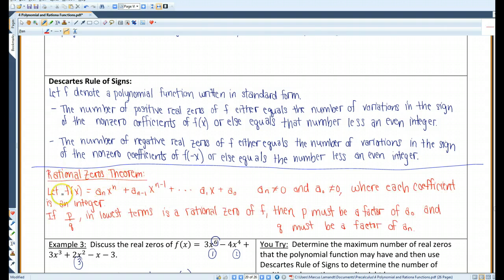Alright, the rational zeros theorem. Let f of x equal some polynomial, in standard form, in which a sub n does not equal 0 and a naught does not equal 0, where each coefficient is an integer. If p over q in lowest terms is a rational zero of f, then p must be a factor of a naught and q must be a factor of a sub n. Okay, so p is going to be a factor of the last term and q is going to be a factor of the first coefficient.